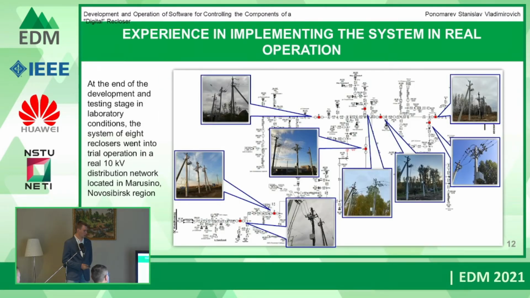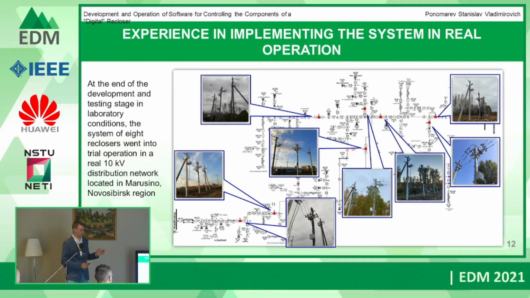So this is a scheme of the system in the Marusina, Novosibirsk region. There are 8 reclosers that work well. At the end of the development and testing stage in laboratory conditions, the system of 8 reclosers went into real operation in a real 10 kilovolt distribution network. So this system works well. The software that I created works without faults, but there were some problems with 3G connections and settings of the router, and some wishes from the relay protection service on the program to download the oscillograms. But I have done it now, and this system works all right.